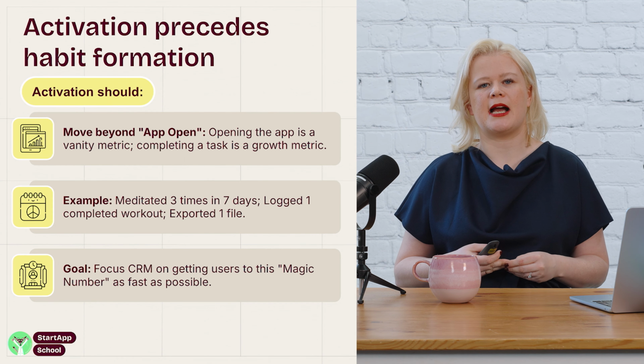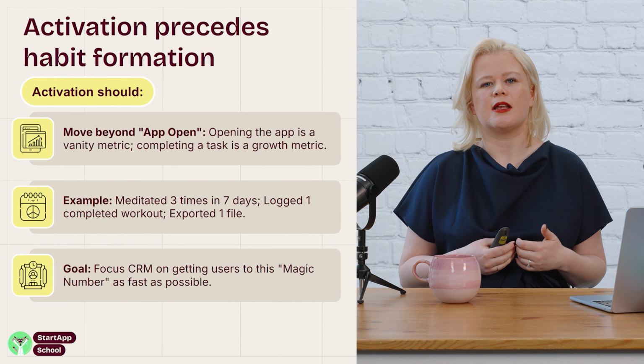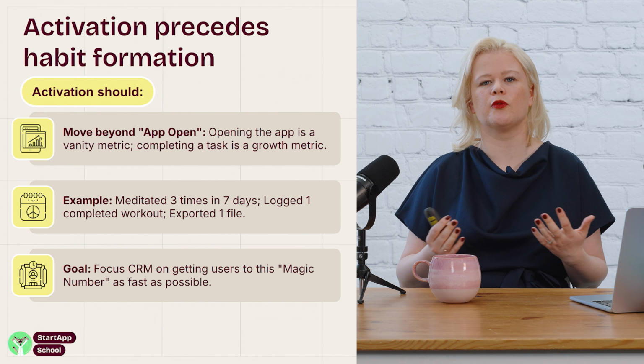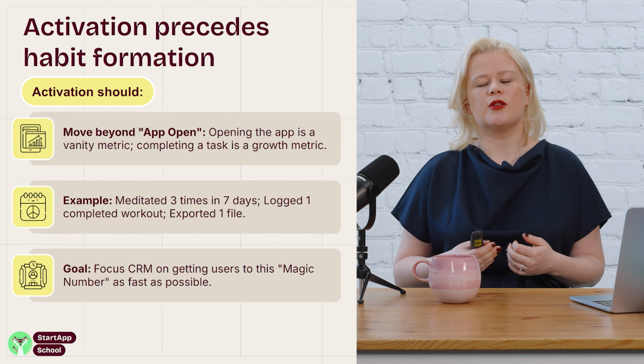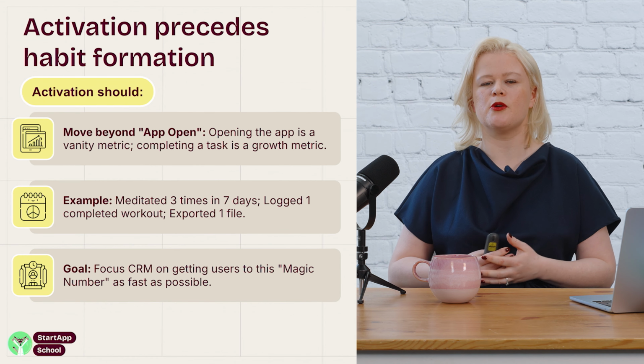Now, let's talk about activation. Activation is what precedes habit formation. Users are never going to create a habit out of something that they've never tried or they feel overwhelmed by or they don't understand. Now, the type of activation metrics that you should be tracking should be moving beyond app open.